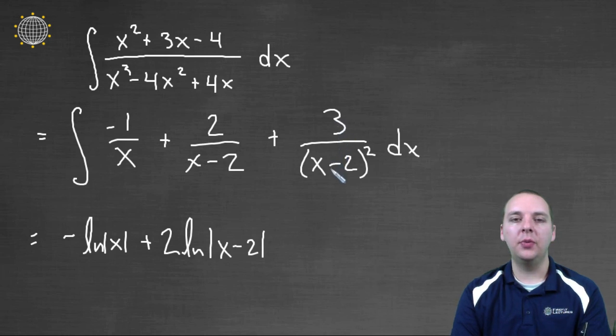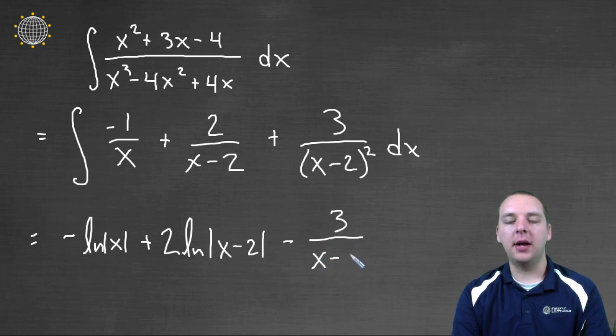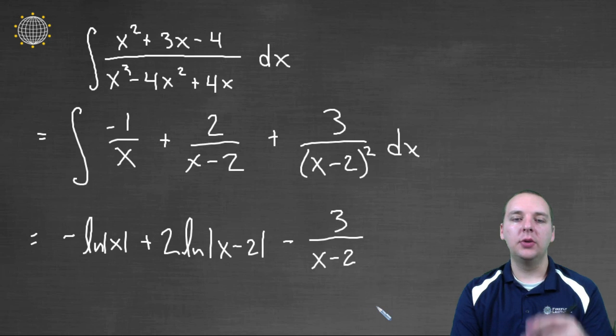This one here would be a u substitution. Now this has a couple steps to it, but I'm not going to do these in this video. But at the end of the day, it would be minus 3 over x minus 2. So I'd like for you to check my algebra on this last one. Specifically, do the u substitution on this and make sure that you get the same answer as me. And then of course we'd have a plus c at the end because it's an indefinite integral.